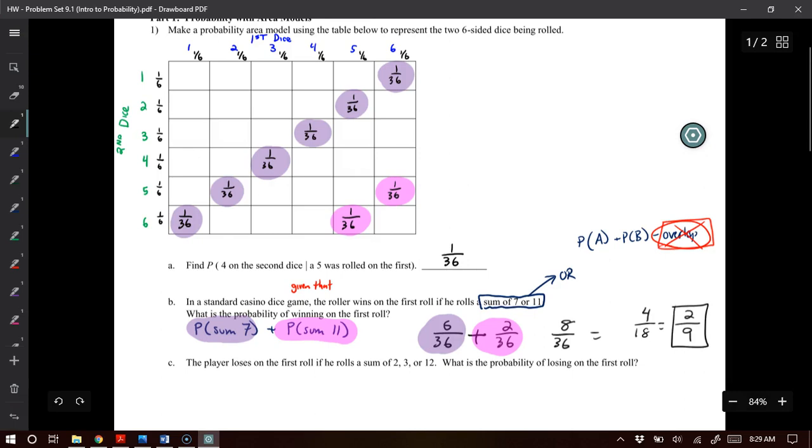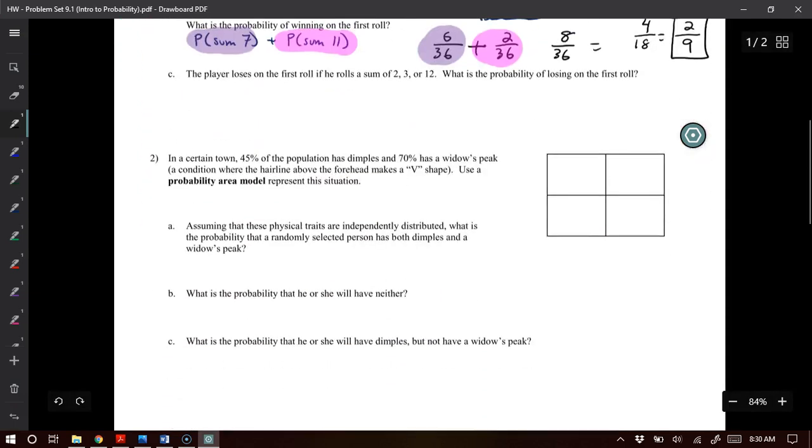Now this will help you with part C, because part C is the same idea, except now you're told that they lose if they roll a 2, 3, or a 12. So just like how I did with the 7 and the 11, you're going to want to do that with adding to a sum of 2, adding to a sum of 3, and adding to a sum of 12. So you should be able to do part C from this one.